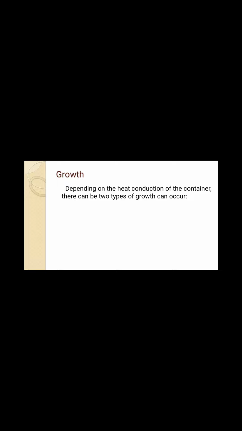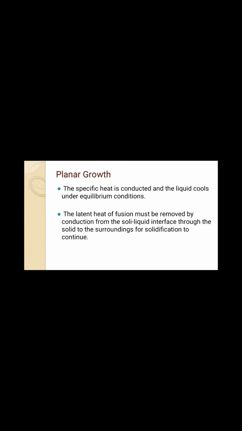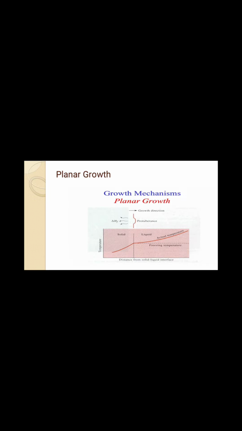Next, growth. There are two types of growth, depending on the heat condition: planar growth and dendritic growth. First, planar growth. The specific heat is conducted and the liquid cools under equilibrium condition. The latent heat of fusion must be removed by conduction from the solid-liquid interface through the solid to the surroundings for solidification to continue. By this diagram we can see the mechanism of planar growth.